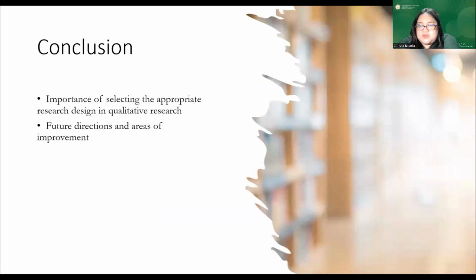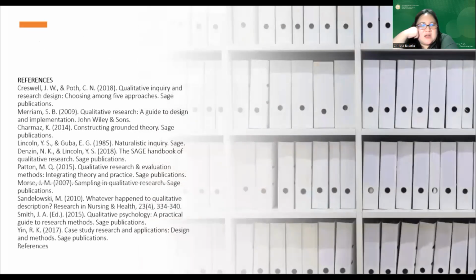So, in conclusion, it is very important to select your appropriate research design, because otherwise, you will have a hard time conducting your research. Okay? So, there are a lot of innovative designs, tools to assist you in qualitative research. Okay? So, it's just a matter of reading to make sure that your research is credible, reliable, and you are able to contribute to the body of knowledge. Okay, so these are some of my references for this slide, for this study.